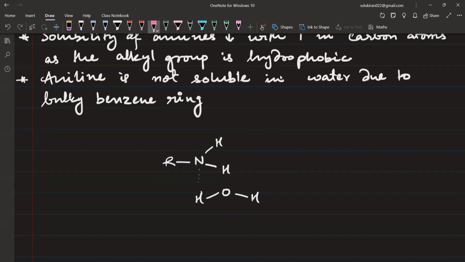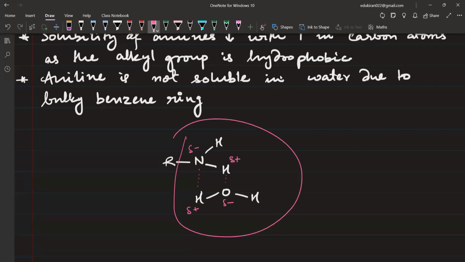Nitrogen and hydrogen, it will form hydrogen bond. Oxygen and hydrogen, it will form hydrogen bond. Okay? Because nitrogen will have delta negative, hydrogen will have delta positive, oxygen will have delta negative, and this hydrogen will have delta positive. Okay? Now, only this part is responsible for the solubility.